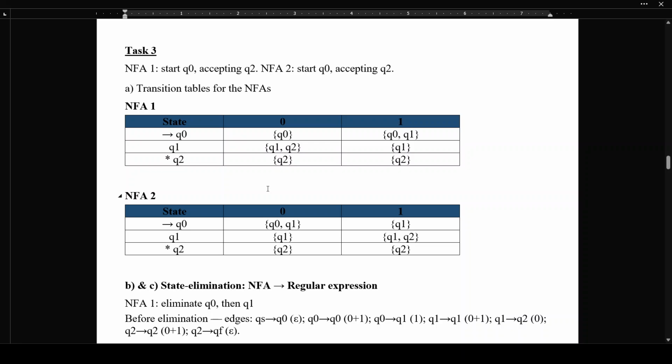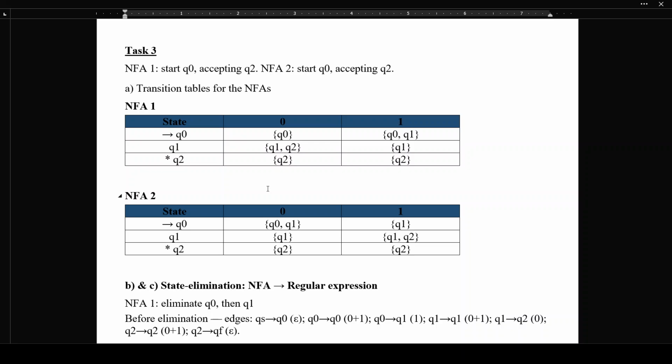Hi guys, we are back again, and here we are on task 3 of the NFA assignment. We see the start state, which is q0, and the accepting state q2, in the NFA, with the start and the accepting states marked.